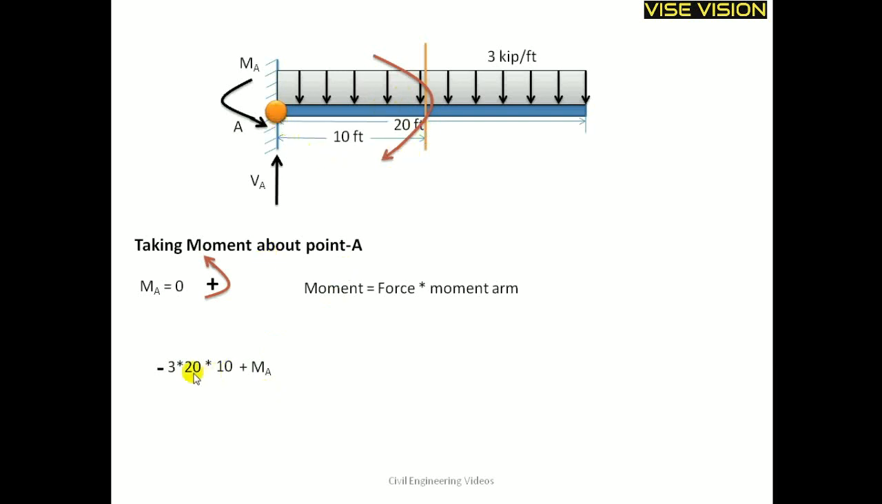You can see only these two moments create moment about point A, and their sum is equal to 0. This VA and the horizontal reaction acting over here are passing through point A, so they do not create any moment. Only this UDL creates moment, and this MA is the reaction moment about point A. This MA is equal to 60. It is acting over here.